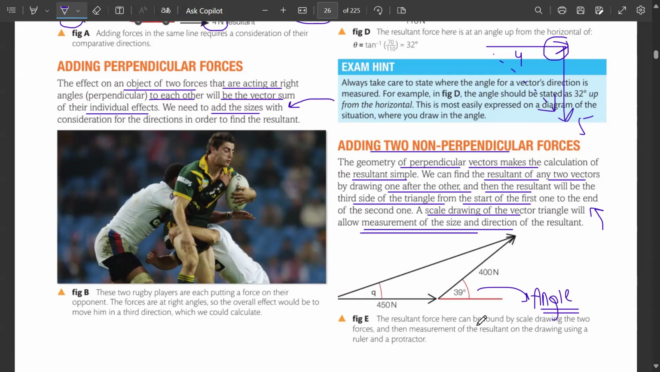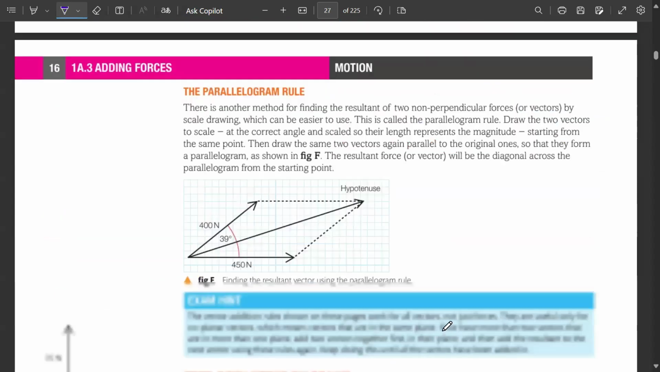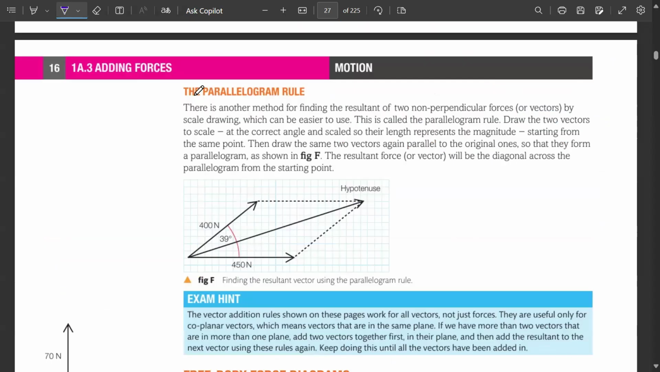So here you can see by looking at this scale drawing, we can find the angle as well by using a protractor, and then we can find the resultant as well. Then there's the parallelogram rule as well. There's another method for finding the resultant. If we had two forces acting like this, their middle line is always going to be the resultant.